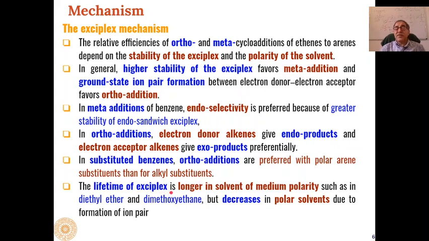Then the lifetime of the exciplex is longer in solvents of medium polarity such as diethyl ether or dimethoxyethane, but it decreases in polar solvents due to the formation of ion pairs. So basically in a solvent of medium polarity, the lifetime of the exciplex is longer, and because of that we will get the meta addition products more easily. Whereas in a polar solvent, we will have formation of ion pairs, and as I have told you, ion pairs lead to the formation of ortho additions. So the polarity of the solvent will also determine whether there will be an ortho adduct, meta adduct, or para adduct formation.